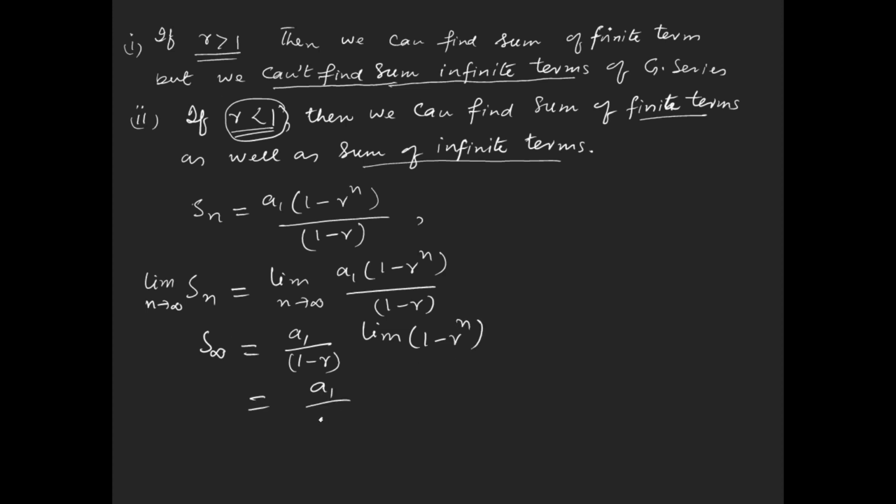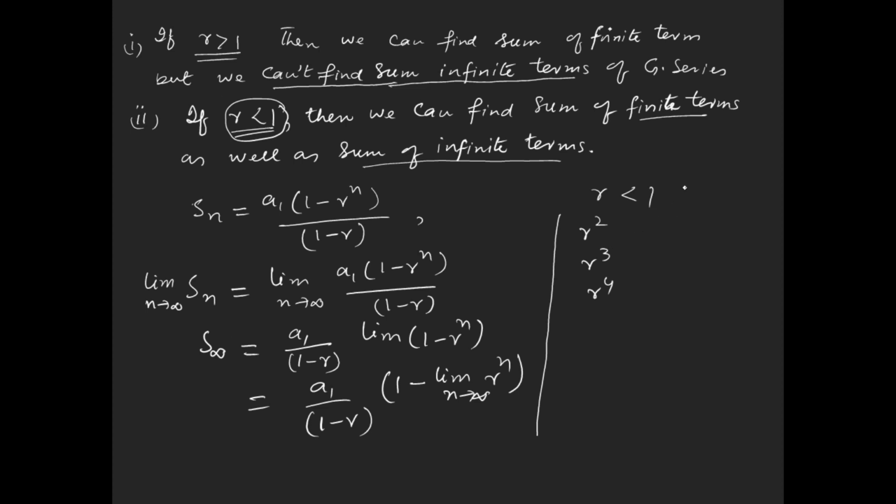Further, the limit will be applied to 1, which does not have any n, so it applies to r power n only. If r is less than 1, then when we increase the power to square, to cube, to fourth, the values will decrease. As we increase the power, the value of r power n will decrease.